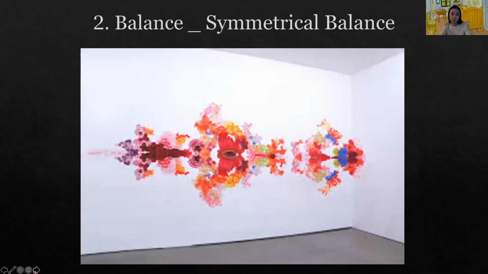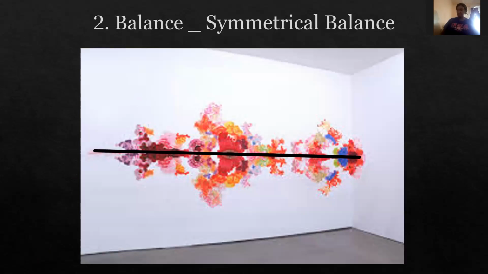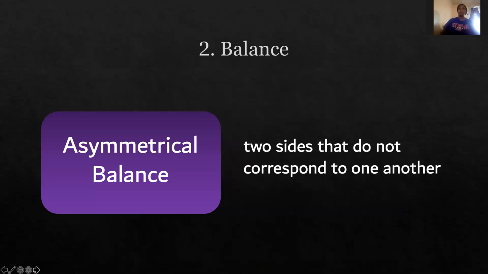And here's another example. There is an imaginary horizontal axis in the center of this work, and the top part of the axis corresponds to the bottom part. So this is also symmetrical balance. Now let's see asymmetrical balance. Asymmetrical balance is when two sides do not correspond to one another in size, shape, and placement.